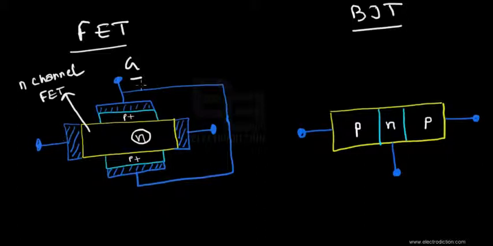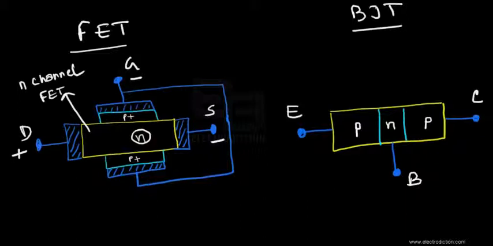Let's say we want to make the left terminal the drain and the right one the source. In order to do that, we'll have to apply a positive potential and a negative potential respectively on the left and right terminals. In the case of the BJT, the middle one would be the base. Let's consider that the left terminal is the emitter and the right terminal is the collector. Despite both devices being three terminal devices, there are a lot of differences between them depending upon the way they work.